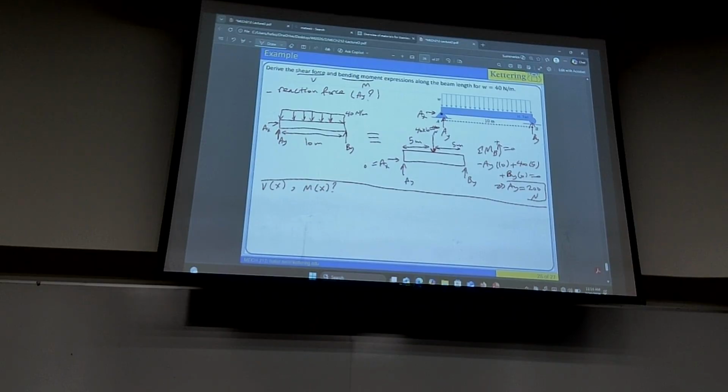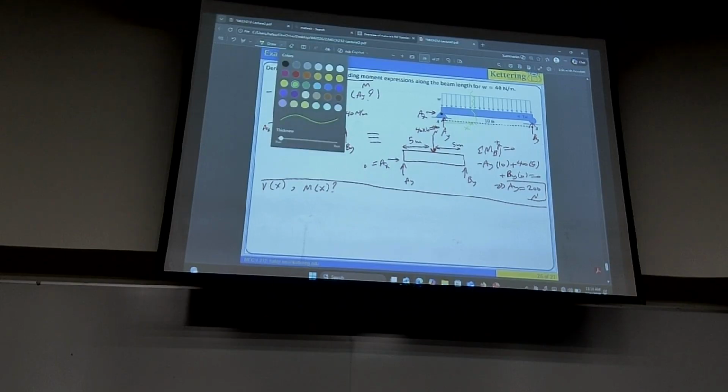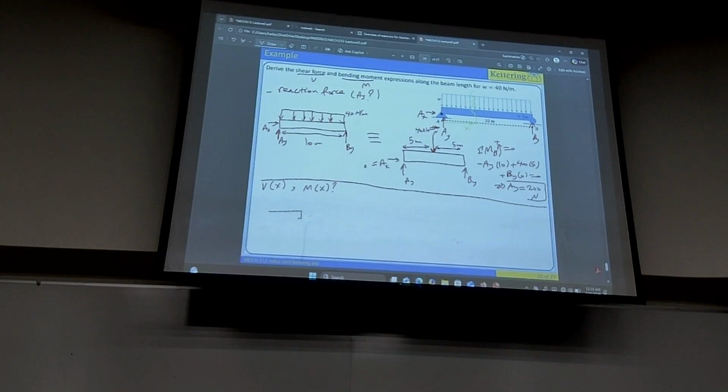All right, so what do we do? Let's switch to a new color. Here we want V and M in terms of x. So I define some cross section x away from point A. I solve for AY, so I start from A and take this as x. Then that segment, I draw in here, and I redo the solution that I did in part 1 for this segment. This is how it's done in statics.